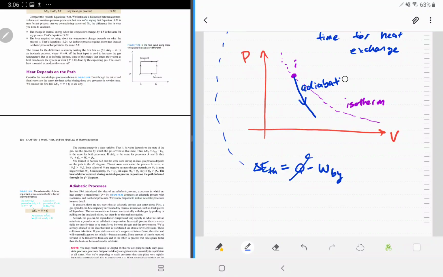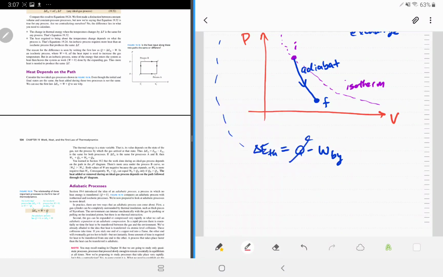If this is an isotherm, this is an adiabat. So it's steeper than an isotherm, and if the gas expands, we're going down in temperature. Notice how the final point is on a lower isotherm than the initial point. If the gas expands, it goes down in temperature. If it adiabatically contracts, it increases in temperature.